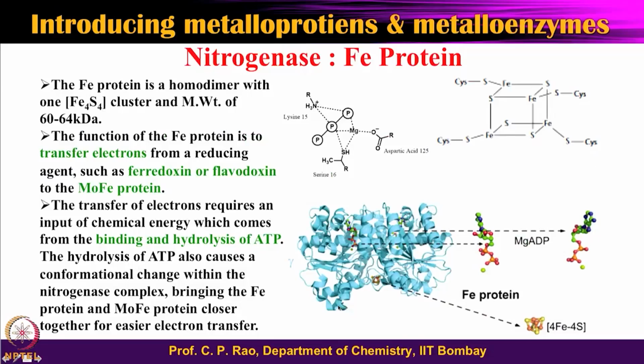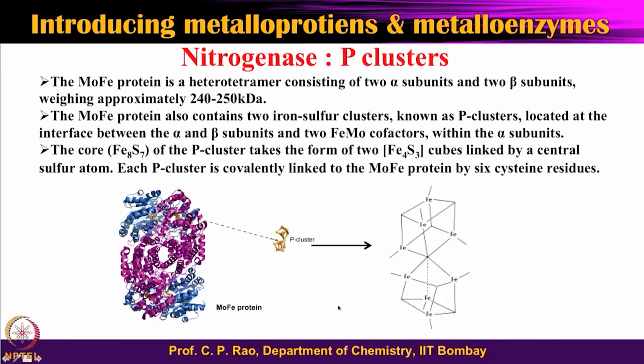So, let us look at the other part, the molybdenum nitrogenase, the molybdenum iron protein. The molybdenum iron protein is a tetramer, basically a heterodimer, a dimer of alpha and a dimer of beta, alpha 2 beta 2, which is around 240 kilodaltons. Now, if you combine the 240 with the 60 of the iron protein in the previous case, the total molecular weight of this nitrogenase enzyme, which is a complex enzyme, is around 300 kilodaltons. So, it is a very huge protein, meaning more than 3000 amino acids and so on.